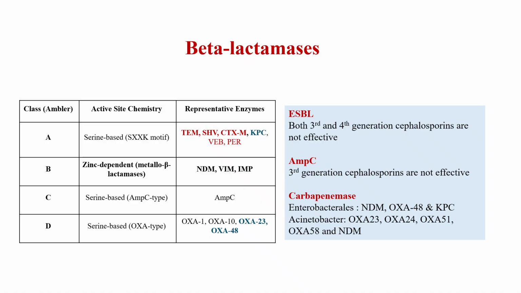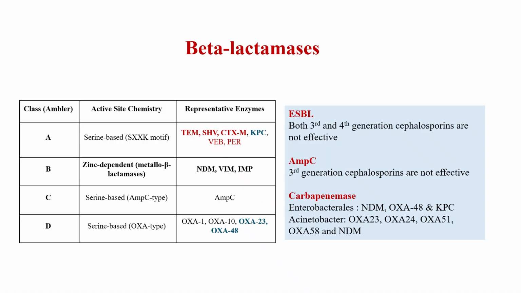VIM and IMP are majorly produced by Pseudomonas. NDM we keep seeing commonly in E. coli and Klebsiella. Now even in isolates like Serratia, Pseudomonas, Acinetobacter, Enterobacter and Citrobacter, we are seeing NDM. So these are very strong carbapenemases. Once you have bacteria producing NDM, the MICs for carbapenems will be quite high. Then we have class D beta-lactamases, of which the OXA-48 family is very important. It will cause carbapenem resistance.